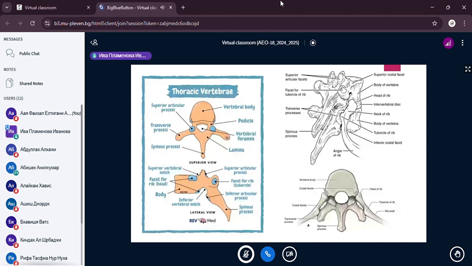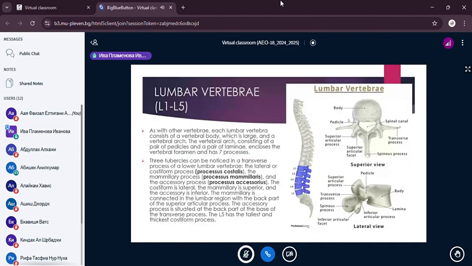For the lumbar, of course, the body of the vertebra increases in size from up to down. So the lumbar vertebrae have the largest bodies. That's the body. Again, the two pedicles and the spinous process. Transverse process with three parts, or three tubercles, for example.